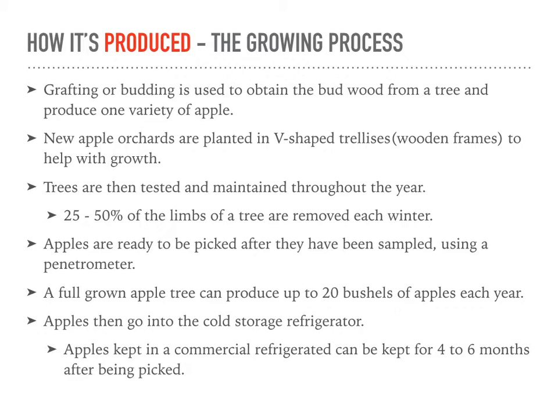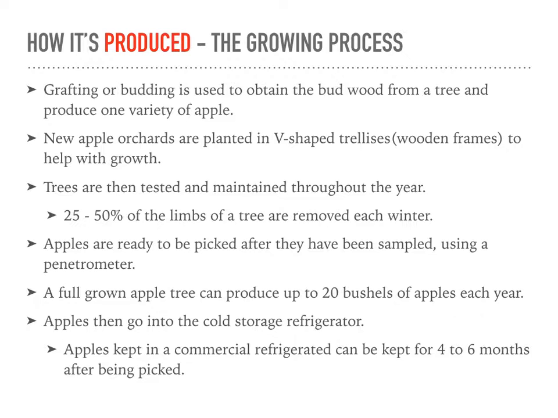So the growing process of apples on an apple orchard: I learned through my research that the seeds from an apple don't always produce that same variety of apple when they're planted. So apple farmers will graft apple trees, which means they peel off part of the twig and then they plant that. That is called grafting or budding, and it's used to make the same kind of tree so that they'll produce the same kind of apples. New apple orchards are planted in V-shaped wooden frames to help with growth. This helps with the way the wind hits them and the way the sunlight will hit the apples.